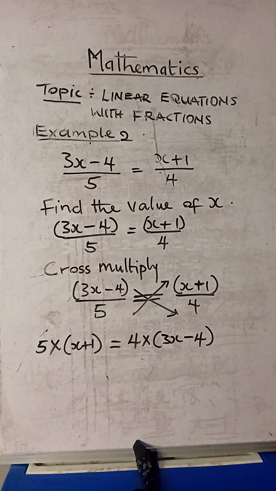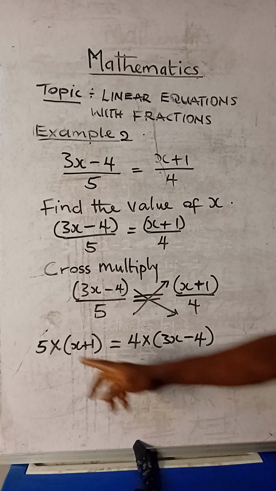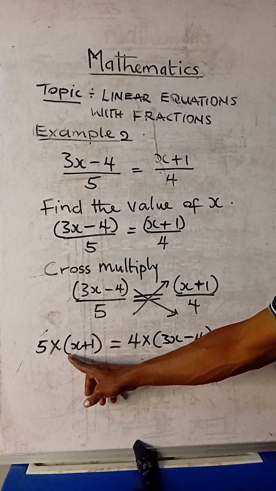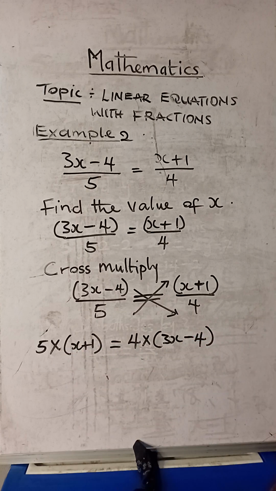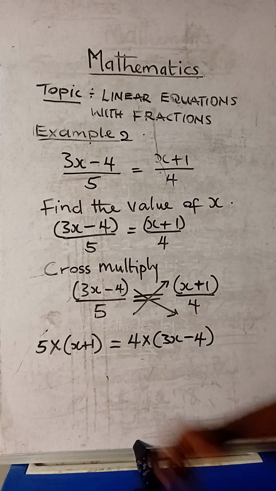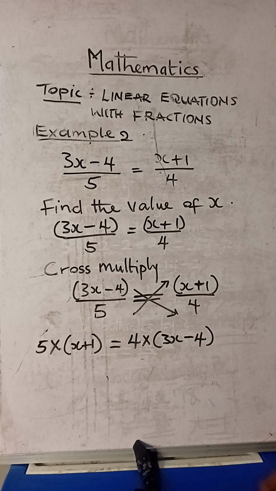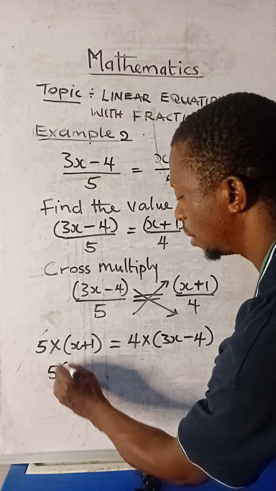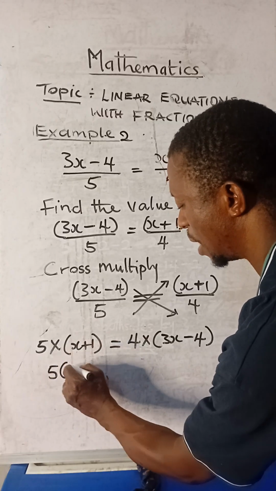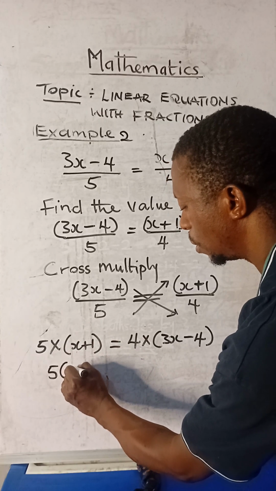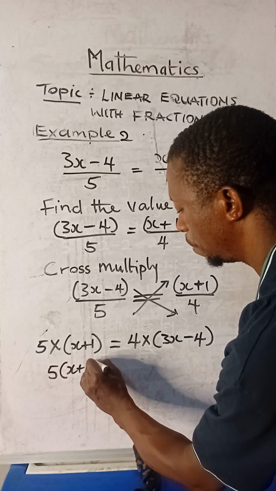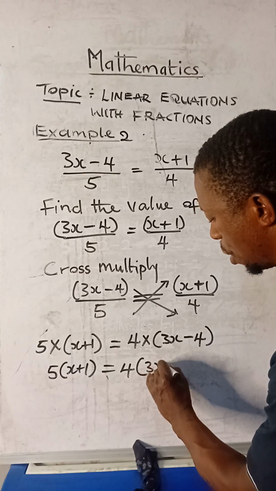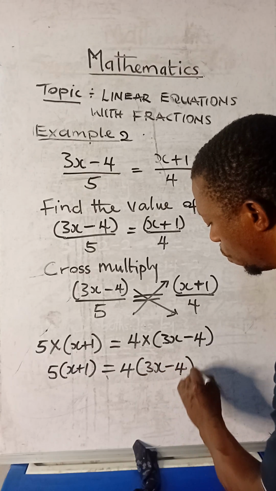Now, remember, I put the bracket, I put the multiplication so that we don't get confused, but also know that a bracket stands for times. So it's really not necessary putting the times, but let's just put it for clarity's sake. So it means that here we have 5 times bracket x plus 1 bracket close equals 4 times 3x minus 4.